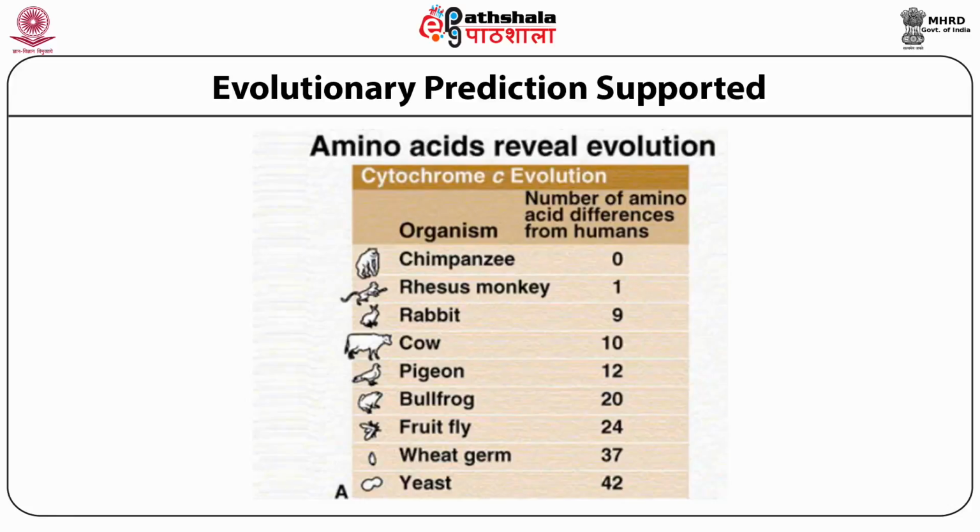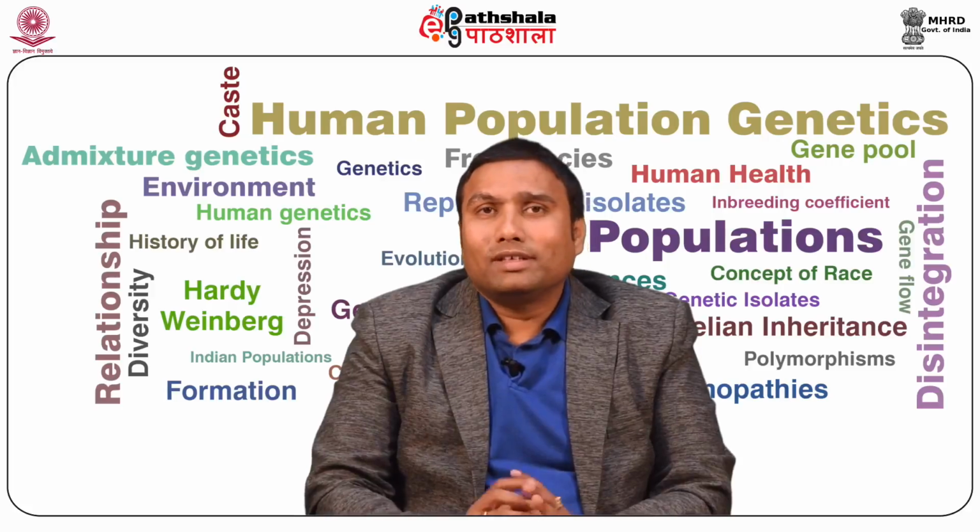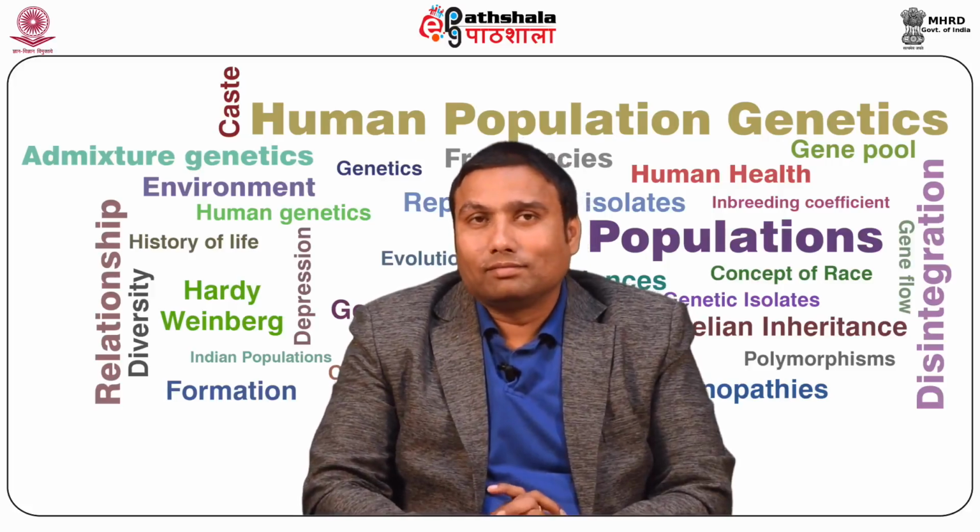So the difference in the number of amino acids from human being is 42 in the case of yeast cell, 20 in the case of bullfrog, 9 in the case of rabbit, and rhesus monkey only 1, but there is no difference in comparison to chimpanzee. So now let's discuss its perspective.